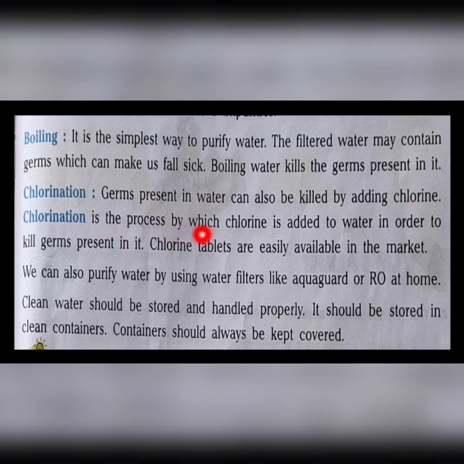Chlorination is the process by which chlorine is added to water in order to kill germs present in it. And how can it be done? It can be done by using chlorine tablets, which are easily available in the market.